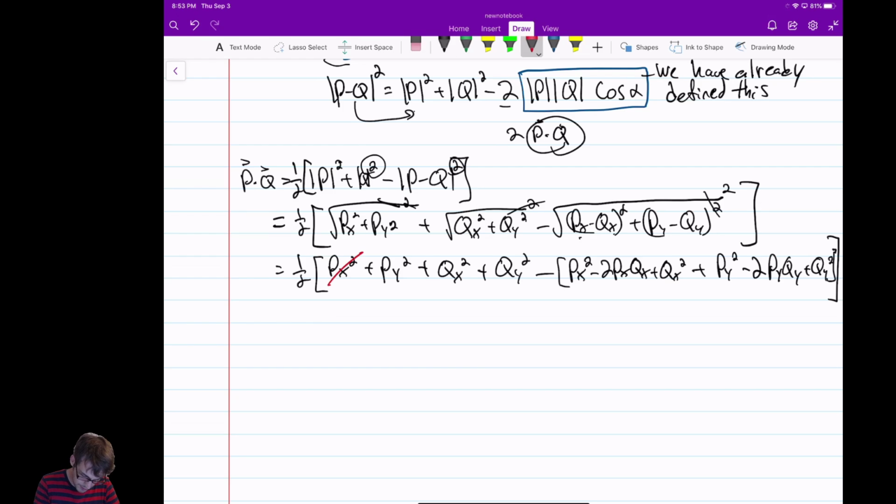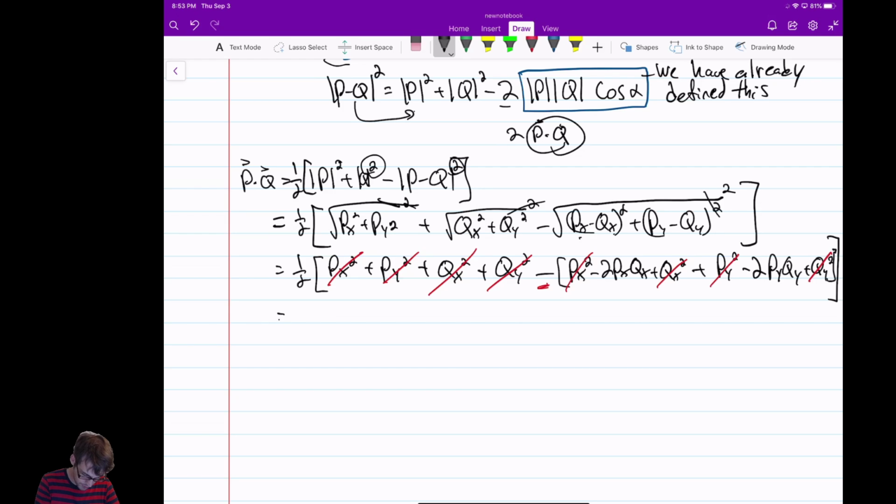The next thing you should notice is these start to cancel out. Look at that. Px squared, that's a minus, minus px squared. Py squared, that's a minus, right? Because of this minus here. Minus py squared. Qx squared cancels that one. Qy squared cancels that one. Remember this minus here? So those pluses become minuses. So what am I left with? So that all canceled out.